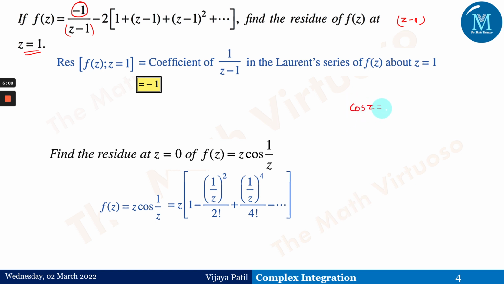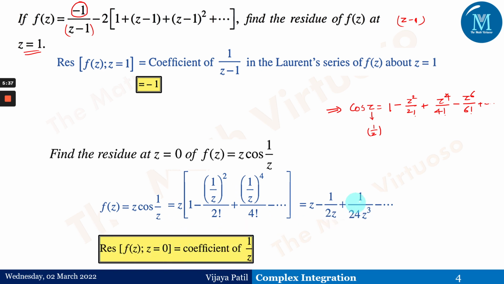Cos of z is 1 minus z squared upon 2 factorial plus z to the power 4 upon 4 factorial minus z to the power 6 upon 6 factorial, and so on. This is an infinite series, which we have used over here, replacing z with 1 by z everywhere in the series. So we have got this type of series.